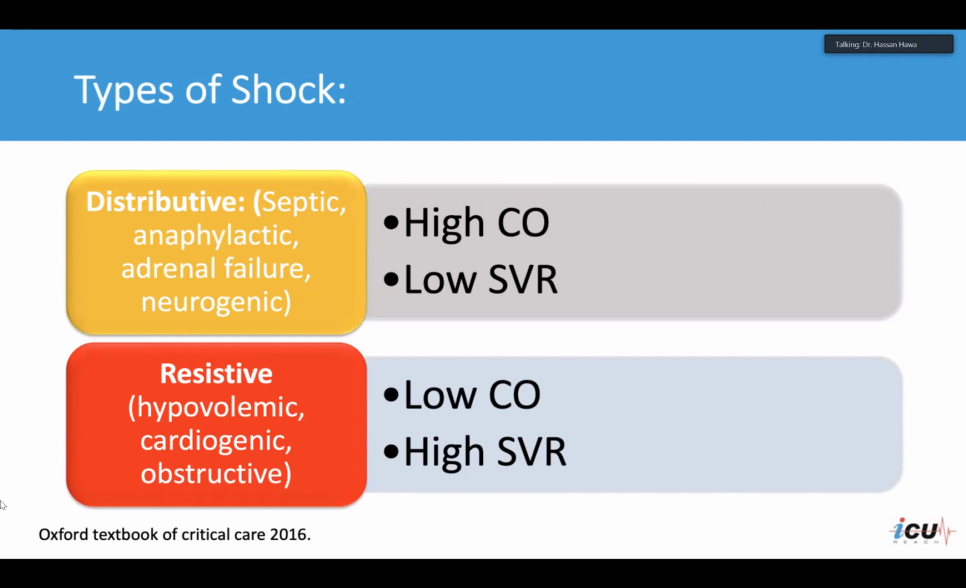So the two major types of shock, you can say, are distributive shock and resistive shock. When we say distributive shock, we mean a state of high cardiac output associated with low systemic vascular resistance. This is seen commonly, obviously, in septic shock, which is the commonest cause, but can be seen also in anaphylactic, adrenal failure, and neurogenic shock. Whilst the resistive type of shock usually has low cardiac output associated with high systemic vascular resistance. And this is what we see usually in hypovolemic shock, cardiogenic shock, as well as obstructive shock.